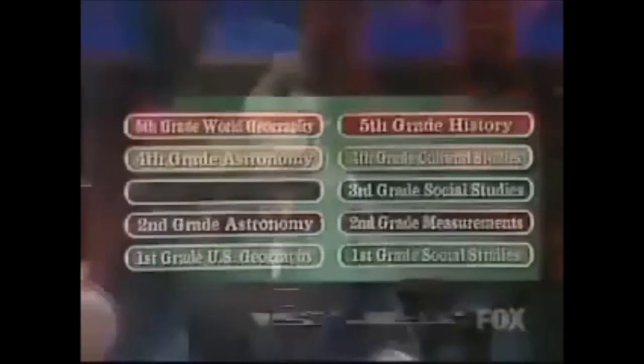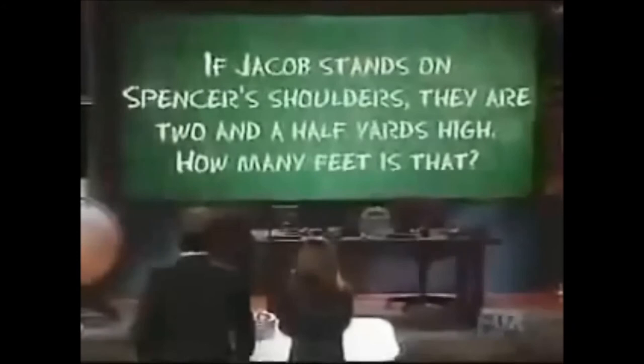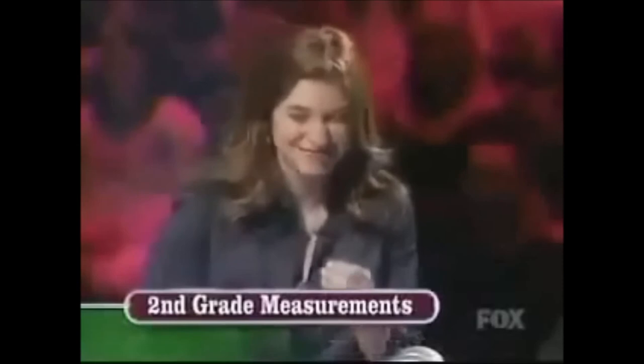Pick another subject and let's go for 2,000. All right. Let's go with second grade measurement. Second grade measurement. Jennifer, the $2,000 question is, if Jacob stands on Spencer's shoulders, they are 2.5 yards high, how many feet is that? Jacob stands on Spencer's shoulder, they are 2.5 yards high. How many feet is that? Okay. Do you want me to have Jacob and Spencer do this? Yes, I mean, that'll help. Please. 2.5 yards, so.